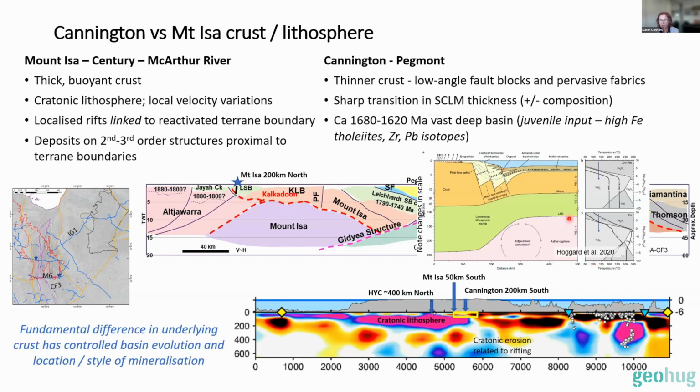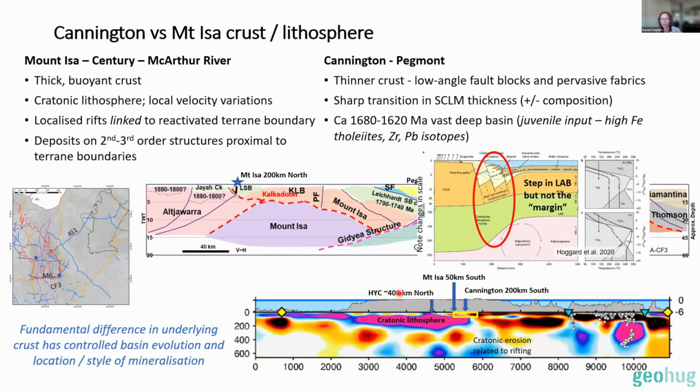Now, coming back to the simplified cross-section from Hoggard and others, I don't disagree with this. I think they've got quite a nice explanation, but the significance of this step in the lab may just be a step. It doesn't have to be the cratonic margin. It may just be a step. And we see that projecting Mount Isa about 50 kilometers onto this line, which sits at about 20 degrees, you can see we do have a step in the cratonic lithosphere there.